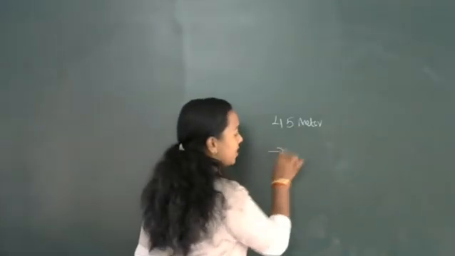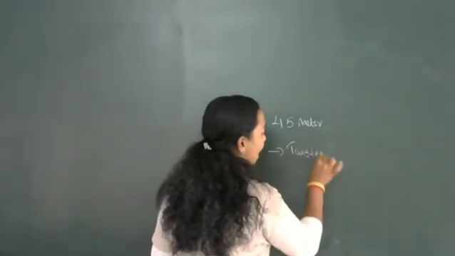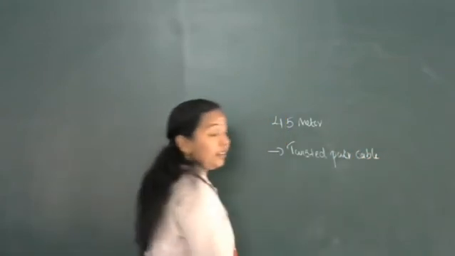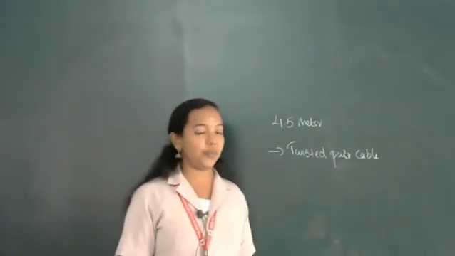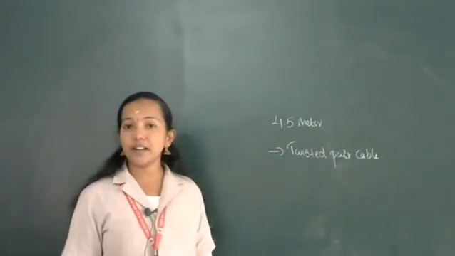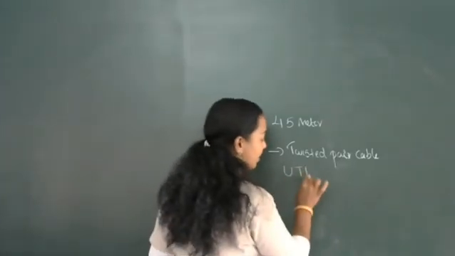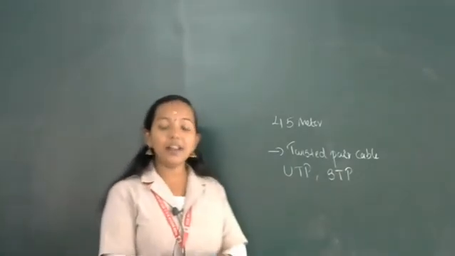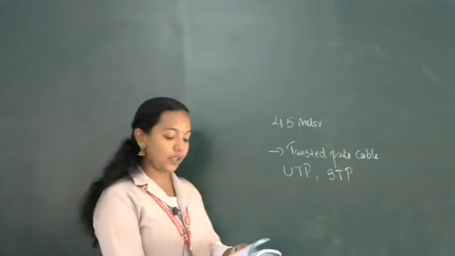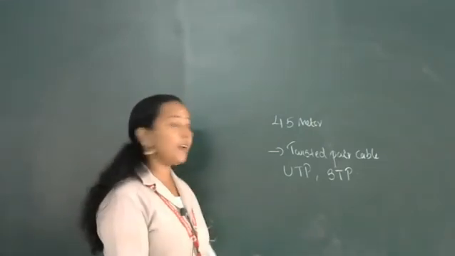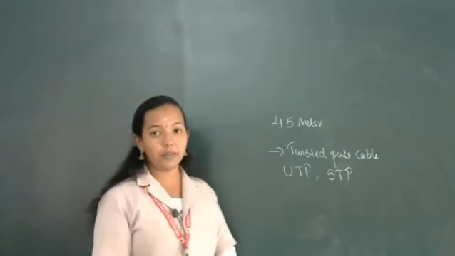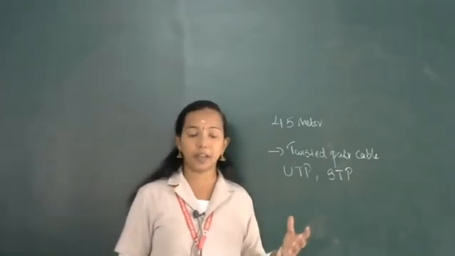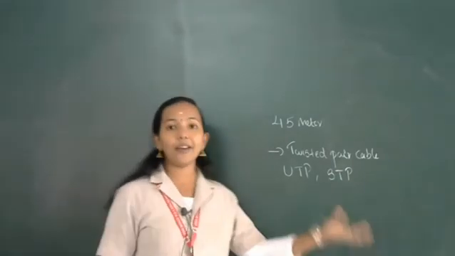So we can suggest twisted pair cable. Economical cable, it is very cost effective. Then twisted pair cable can be divided into two categories: UTP and STP. UTP stands for unshielded twisted pair and STP stands for shielded twisted pair. So which one will you suggest for transferring 45 meter? Instead of UTP, the more efficient cable is STP, shielded twisted pair. Both we can use, UTP and also STP.